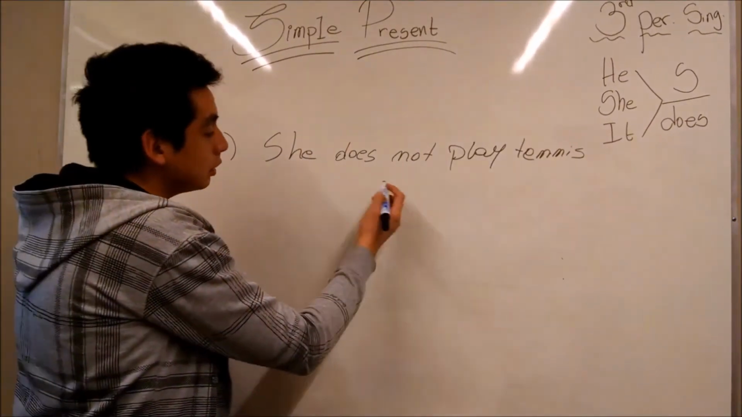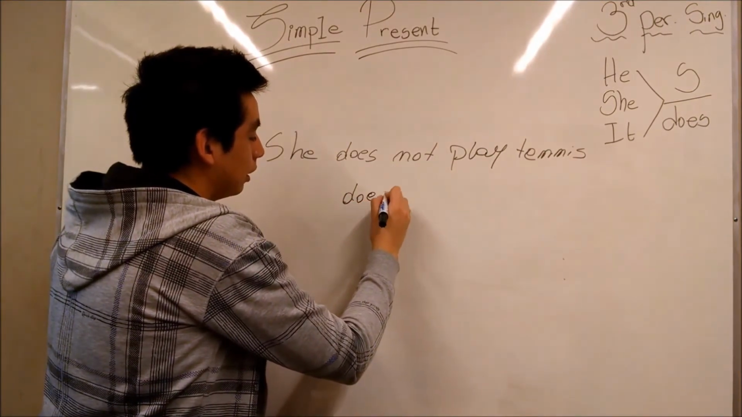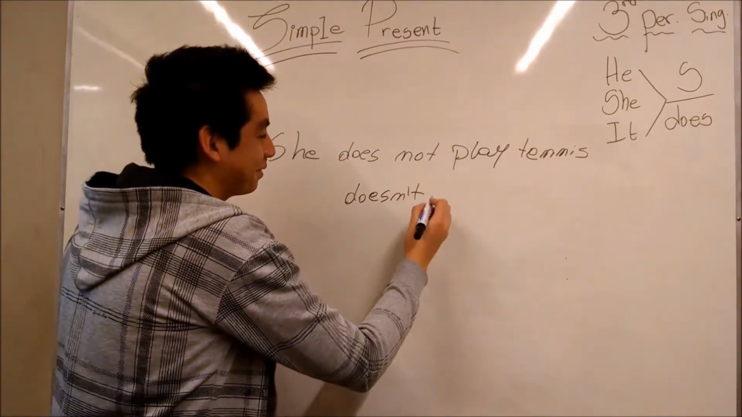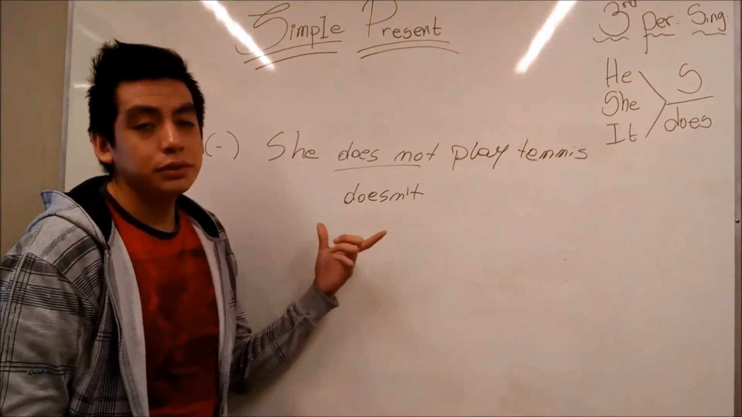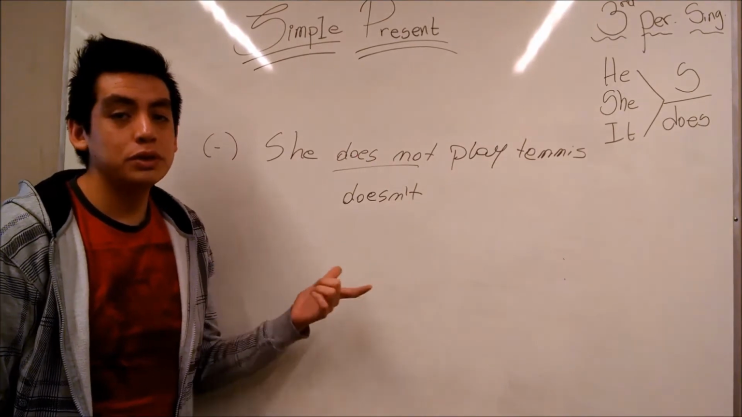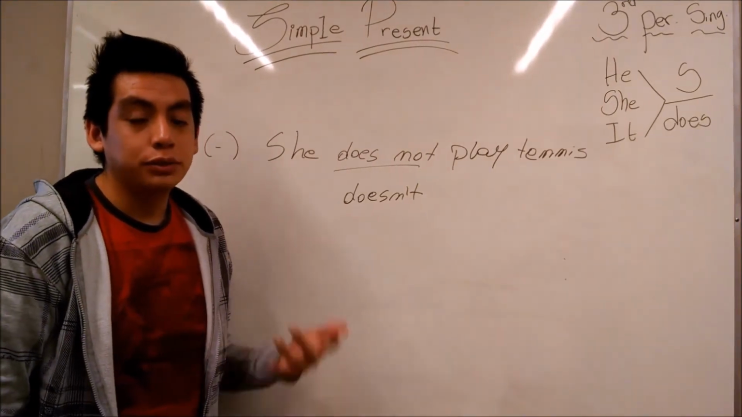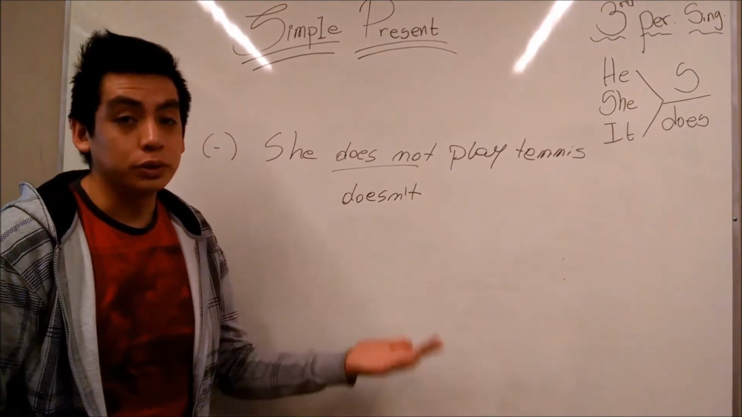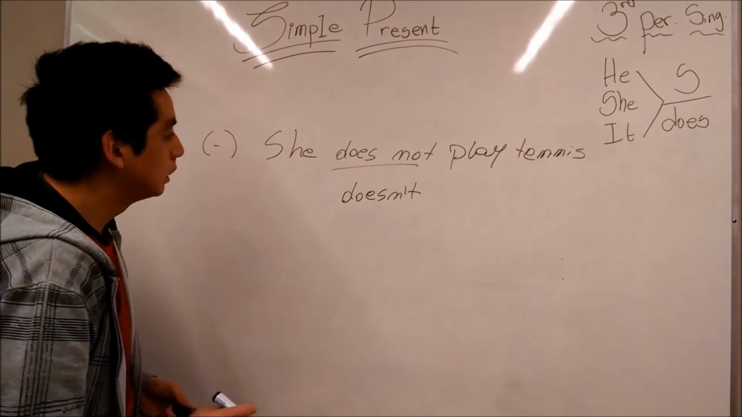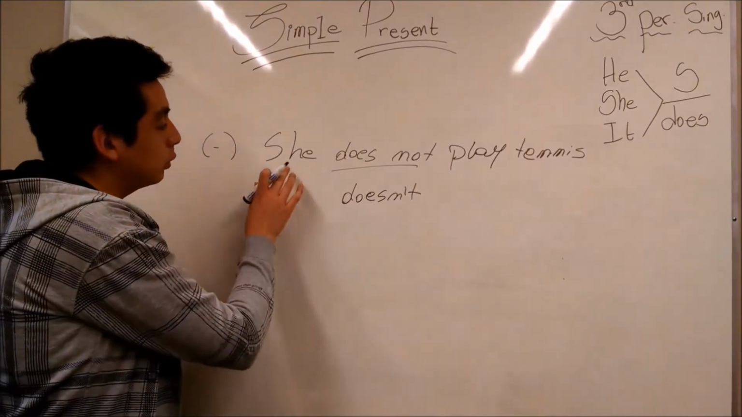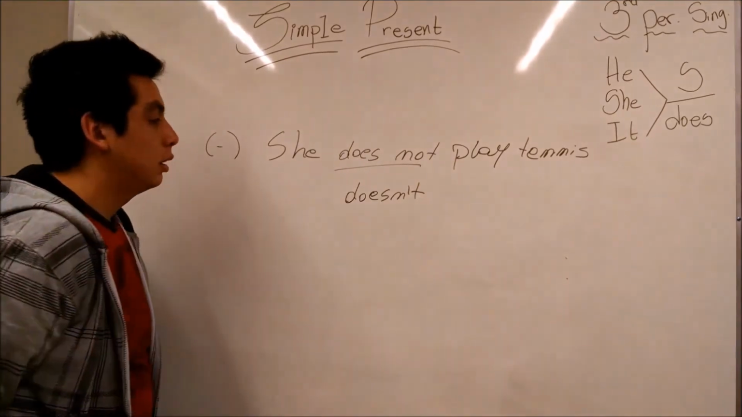Okay? Does not can also be contracted to doesn't. Okay? Does not is used just for a very formal way to speak. In this case, doesn't is just for an informal way to speak, when you're talking with your friend, with your family, with your mother, father, something like that. Okay? So we can contract does not and put just doesn't.